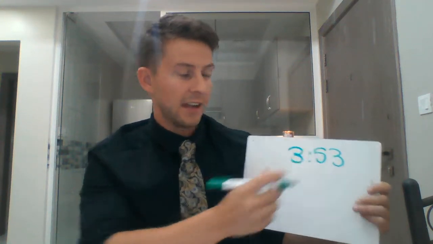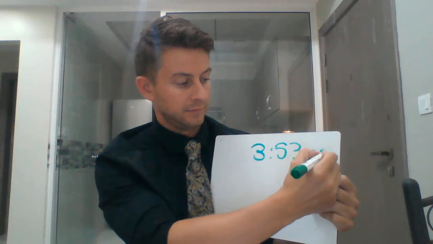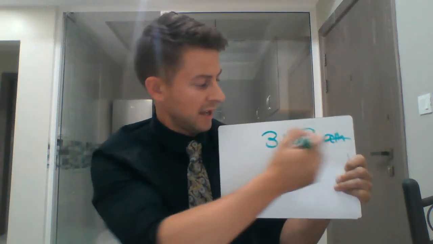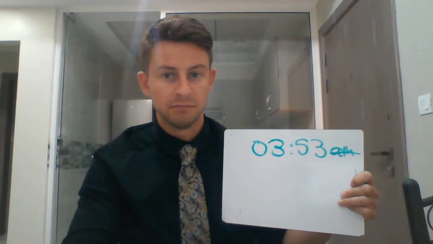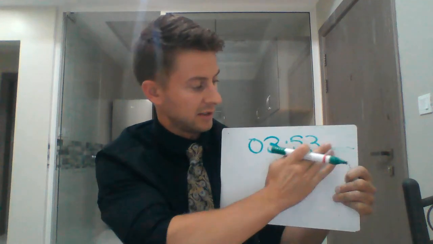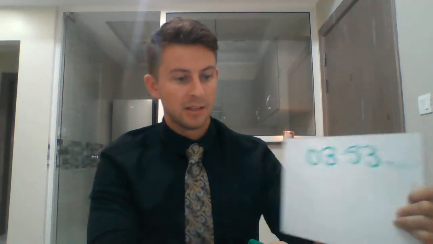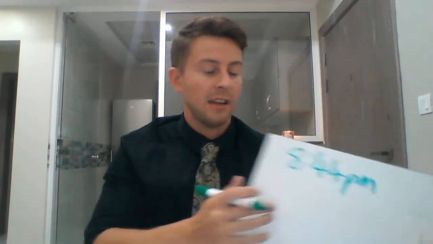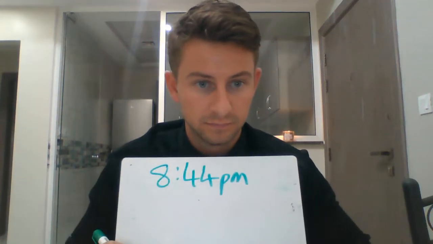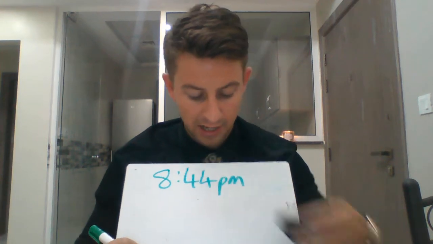3:53 AM. Remove the AM, put a placeholder. Okay? 24-hour clock. So we've got PM then. PM, 8:44 is the example I'm showing here. You might have different. 8:44 p.m. Okay, I'm going to get rid of PM.